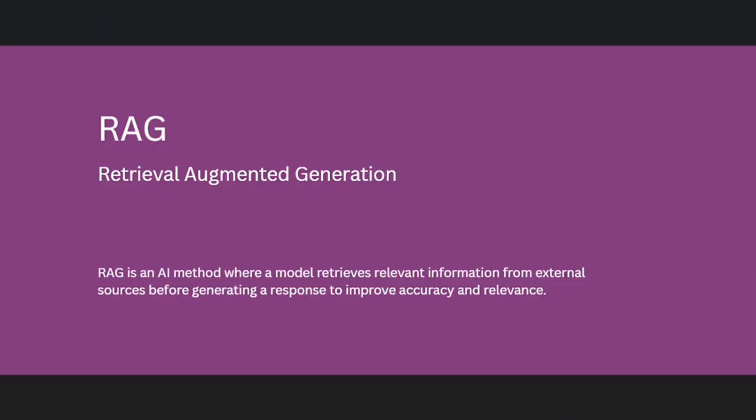To create a chatbot with internal organizational knowledge, we require using a RAG pipeline. RAG stands for Retrieval-Augmented Generation. RAG is an AI method where a model retrieves relevant information from external sources before generating a response to improve accuracy and relevance. This approach combines retrieval and language generation to provide up-to-date and fact-based answers.